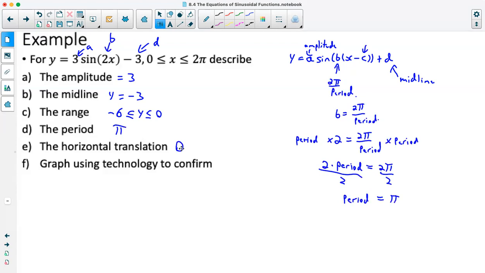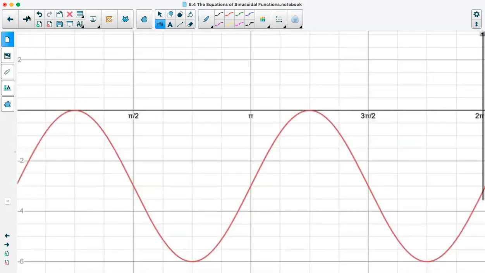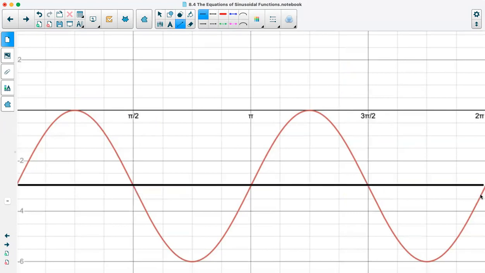Okay, so we're going to graph this to see if our guesses were correct. This would be our graph. We can see essentially our midline would be about here. That is a y value of -3. 3 units above that, we have our maximum. 3 units below that, we have our minimum. Our range is going from -6 to 0.